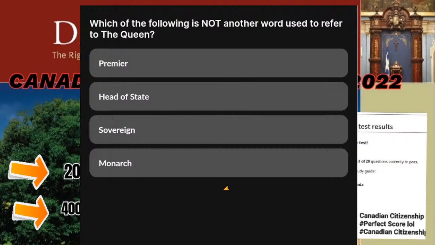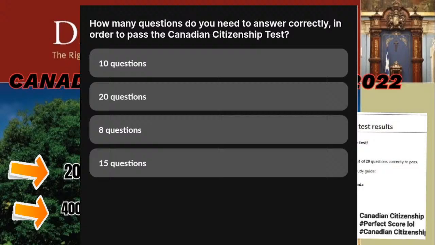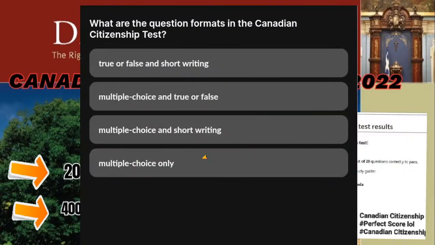Next, which of the following is not another word used to refer to the Queen? It is the Premier. Second is the Head of State. Letter C is Souvenir. And letter D is Monarch. And the answer is the Premier. Next question. How many questions do you need to answer correctly in order to pass the Canadian Citizenship Test? It is 10 questions, 20 questions, 8 questions, or 15 questions. And the answer is, you need to have 15 answered correctly to pass the Canadian Citizenship Test.